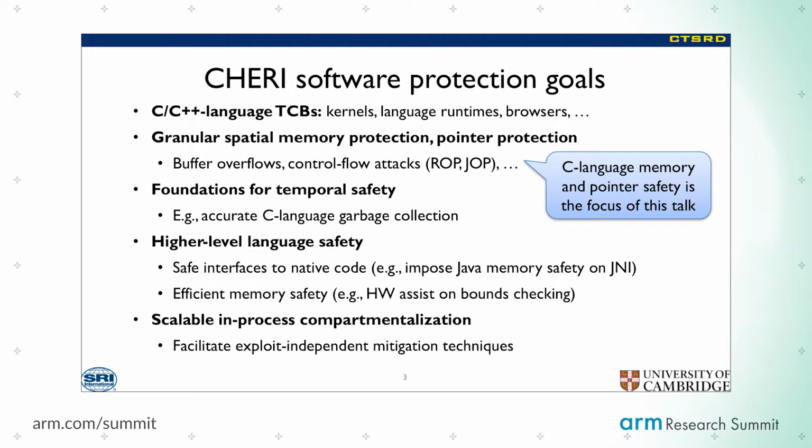For example, we can provide the safe interaction with native code, such as in JNI, and we can also provide hardware assistance for dynamic checks that are used in higher-level languages, such as bounds checking in Java. We also support scalable in-process compartmentalization. This is the ability to have fine-grained sandboxing inside of processes with substantially better performance properties, actually orders of magnitude better than current designs. In this talk, I'm going to talk primarily about the first couple of topics.